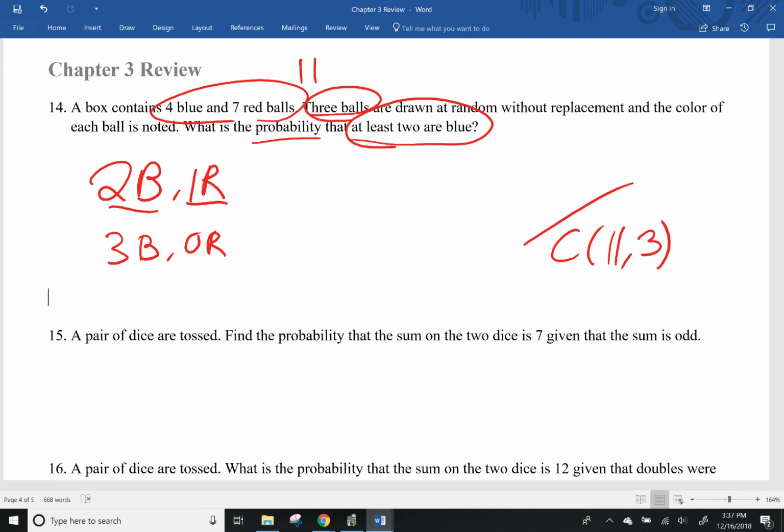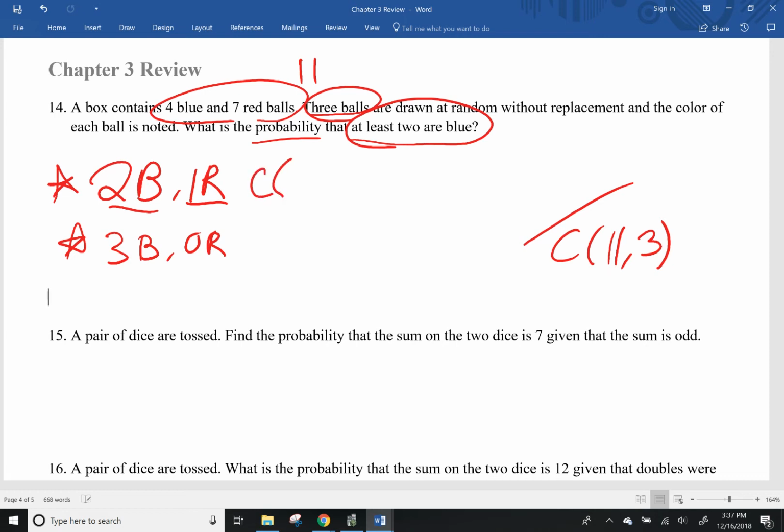Otherwise, you'd have 1 blue and 2 red, which does not apply to this, or 0 blue and 3 red, which does not apply to this. These are the ways you can have 2 of the 3 blue, or you can have all 3 of them blue, and that's your at least 2 blue. So now we find the combinations of these, and we'll add them together.